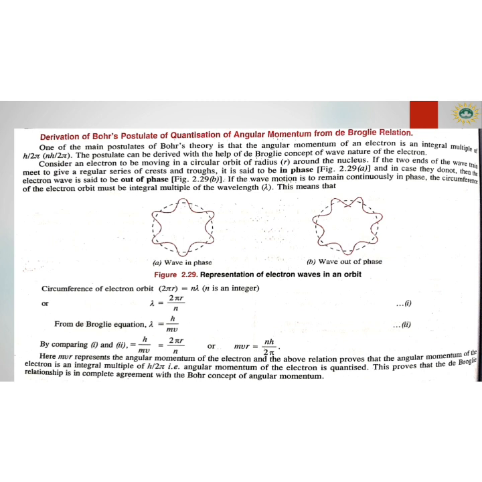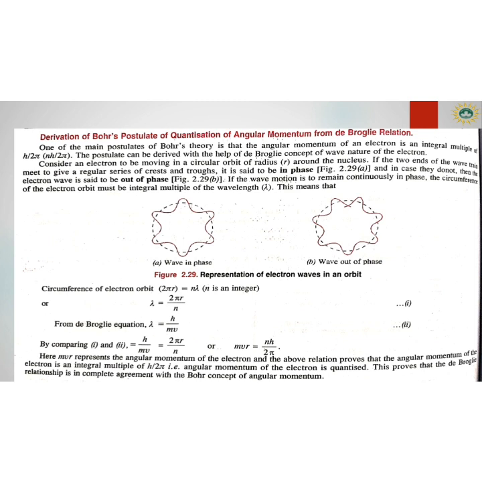That means when the wave matches in the circular orbit, the circumference is considered. So 2 pi r is the circumference, and we know that the number of wavelengths will be n. So 2 pi r is equal to n lambda. So lambda is equal to 2 pi r divided by n.